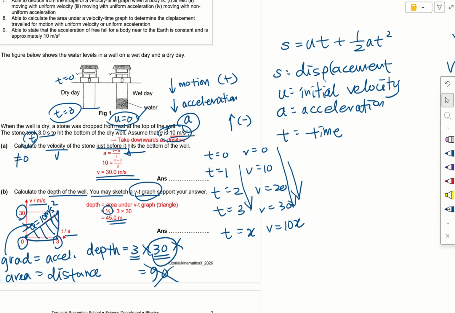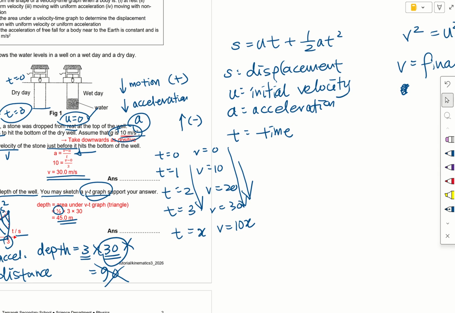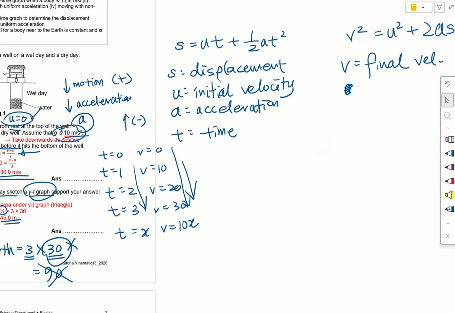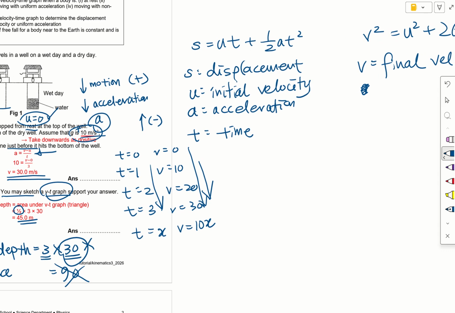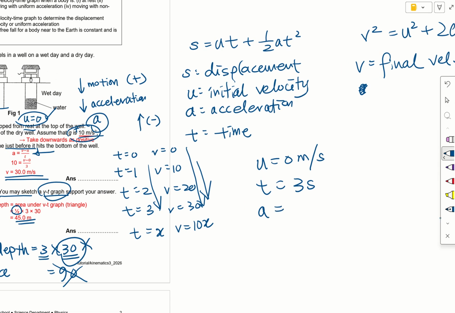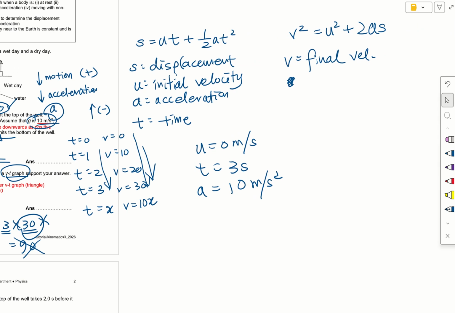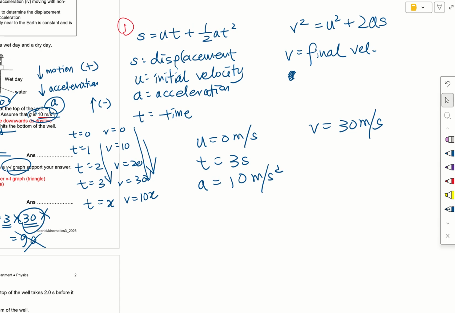We can try to use this to calculate the depth of the well, because let's say you don't want to draw a VT graph. What information was given? We know the initial velocity is 0 meters per second, the time is 3 seconds, and the acceleration is 10 meters per second square. So we have U, T, and A. Because part A asks us to find our final velocity, we also know that the final velocity is 30 meters per second.